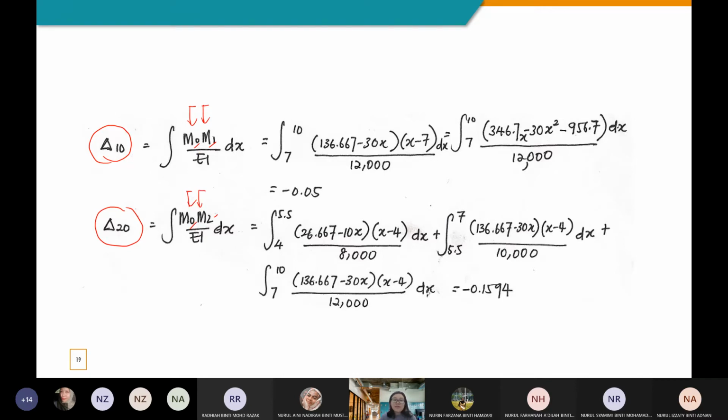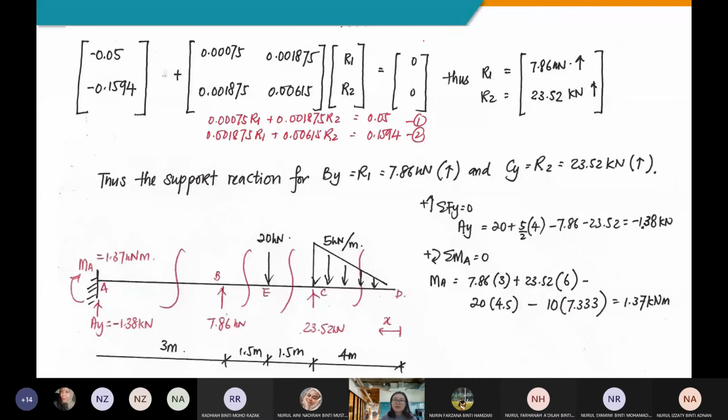So once you have solved for this delta, you can put it in matrix form to solve for your redundants. Remember, your redundant 1 is actually your BY, your redundant 2 is your CY, and you get a positive value here. Positive means that your assumed sign is correct, or in your real structure, the BY and CY are acting exactly like what you have assumed. Of course, you can use these two simultaneous equations to solve your R1 and R2.